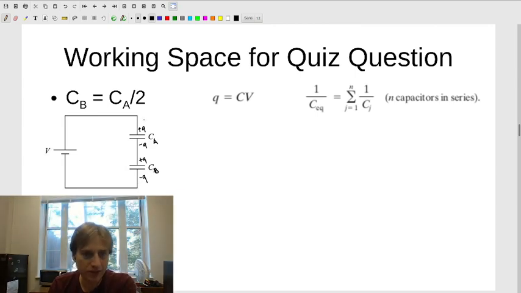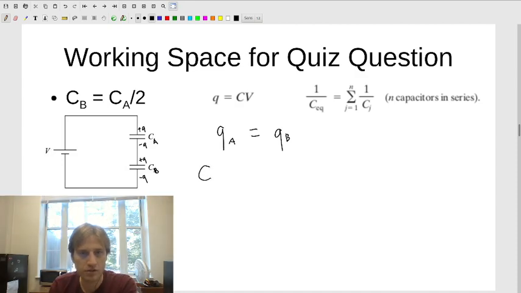The easy way is to just look at this and say, oh, look, this one has the same charge on it as that one. So for the series circuit, if it were a parallel circuit, of course, each one of them would just have the same voltage, but a different charge. But in this case, they have the same charge but different voltages. And so you have QA equals QB, which means that the capacitance of A times the voltage across A equals the capacitance of B times the voltage across B.